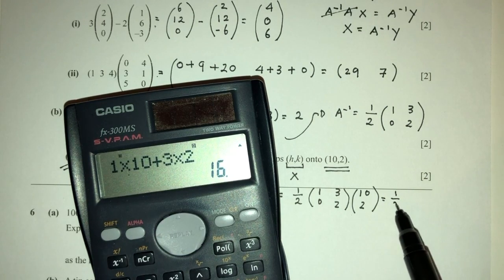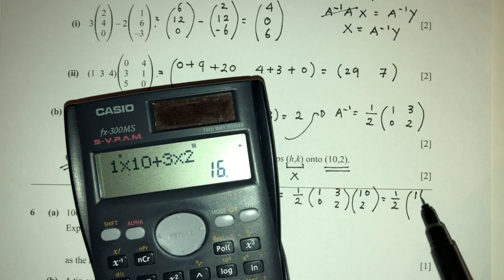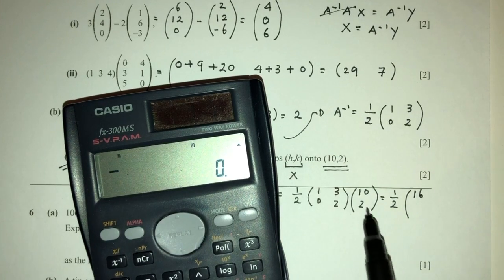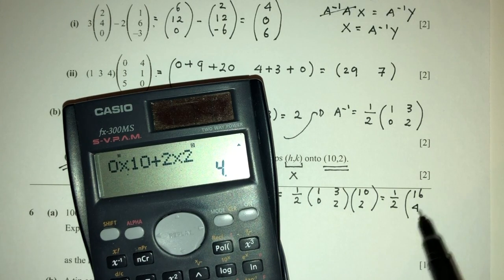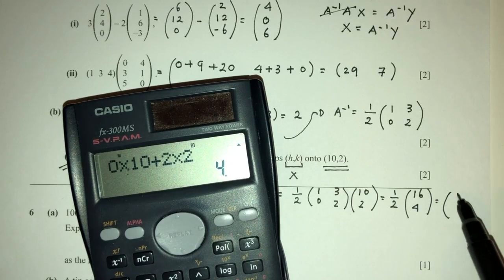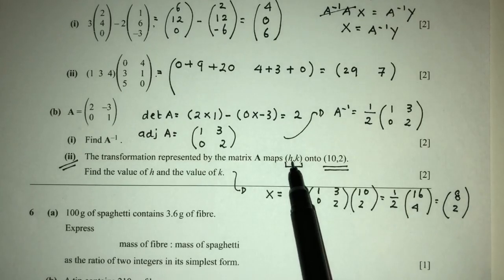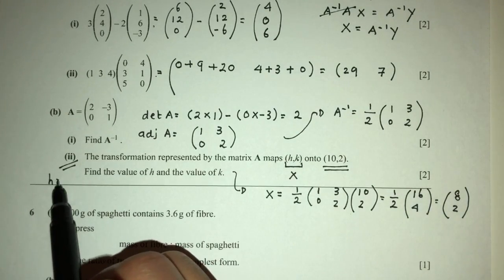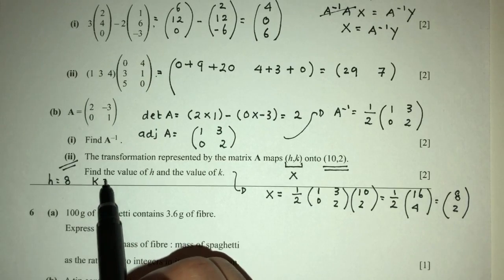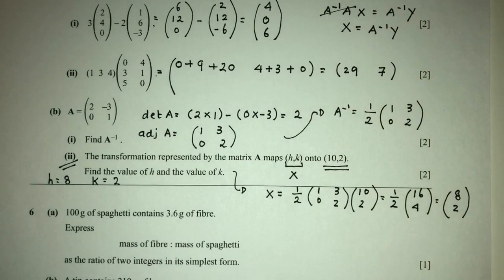Now outside, we have 16 here. And then now, rows by column. 0 times 10 plus 2 times 2, that should be 4. So your answer will be 8, 2. So now by comparing, H will be 8, K will be 2. So H is 8, and K will be 2 as your answer.